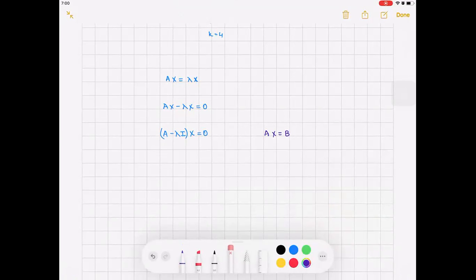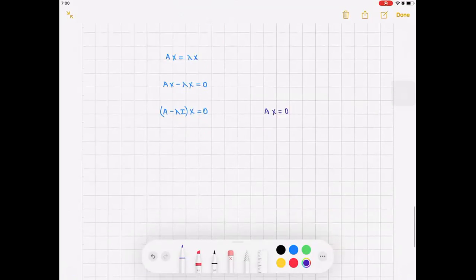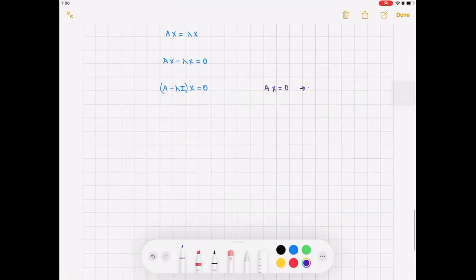Now in a homogeneous system of equations, this b is 0, the null matrix, and if this is a homogeneous system of equations and has a non-trivial solution, then the rank will be one lesser than the order. So the determinant of A is equal to 0. Similarly, the determinant of A minus lambda I is equal to 0.